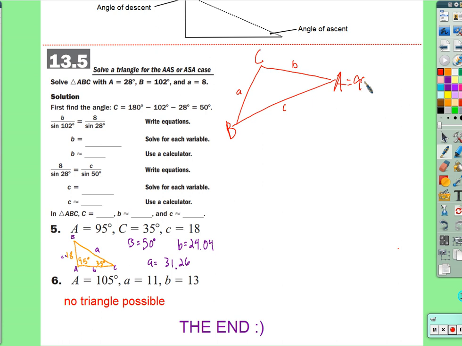Angle A is 95, maybe we'll put it in the triangle. Angle C is 35, and side c is 18.